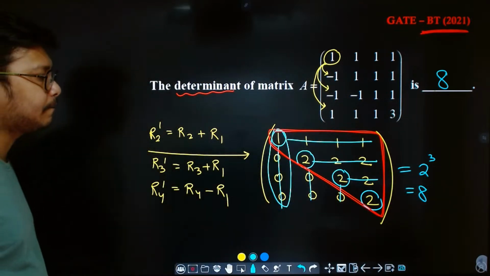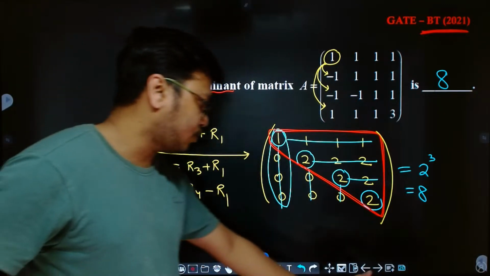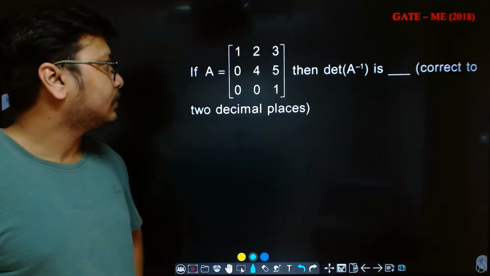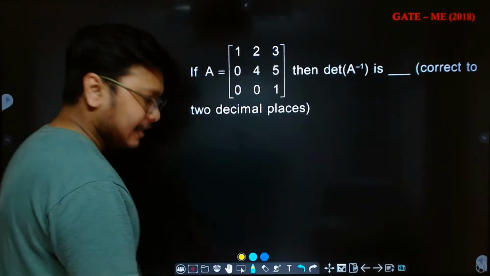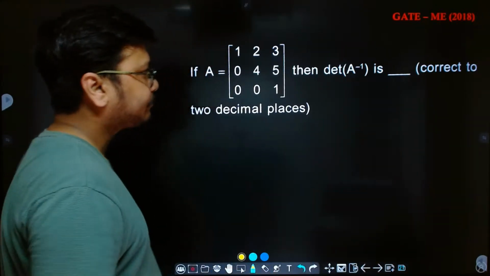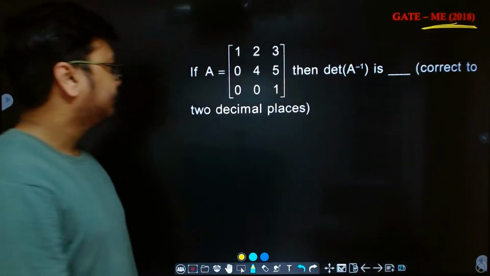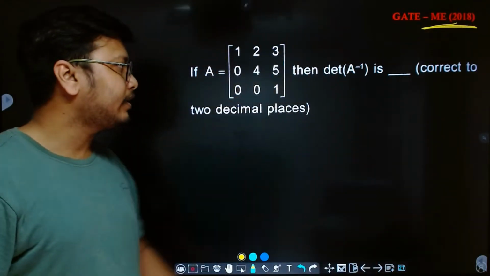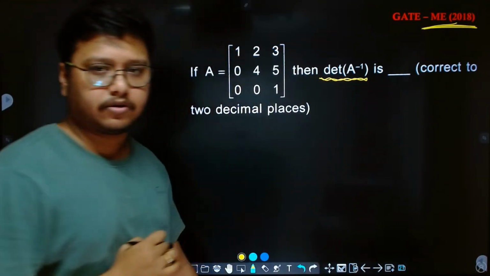All right, let's do one more question. Okay, so let's make this the last question for today. As I said, I don't have much time today. So, Mechanical 2018. A matrix is given. You have to find out the determinant of A inverse.